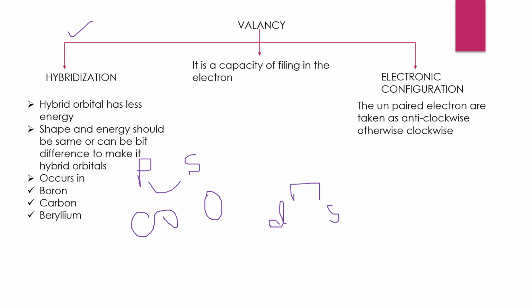So we cannot hybridize that, but we can hybridize 2s2p. In hybridization, the condition is that the energy difference should be small. It only occurs in boron, carbon and beryllium. Why? Because boron, carbon and beryllium in reality have a different valency than their electronic configuration suggests. Now how can we find those valencies? Let's talk about that.